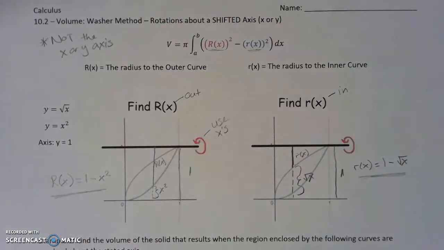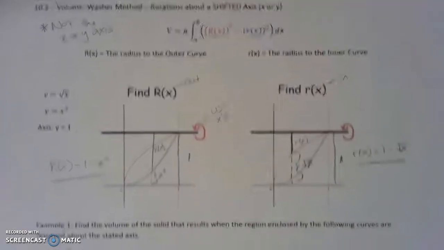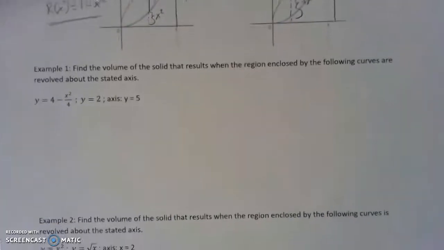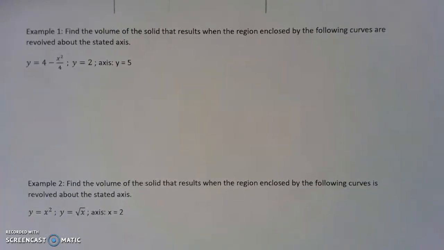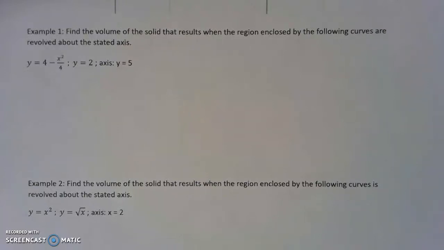Everything else about this is exactly the same as the washer method that we did in the previous lesson. So let's look at this first example. I'm using the exact same two examples that we did in the previous lesson, just so the curves, the functions, and what that rotation looks like are familiar to us. But we're just going to shift where we're rotating it about.